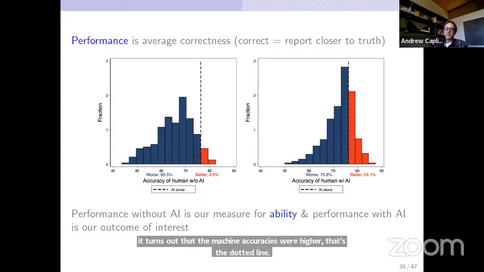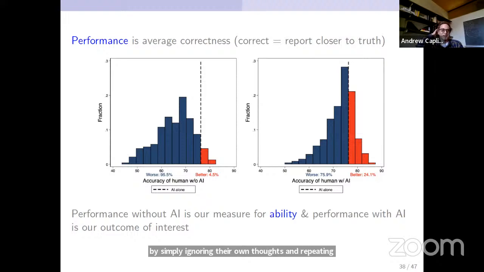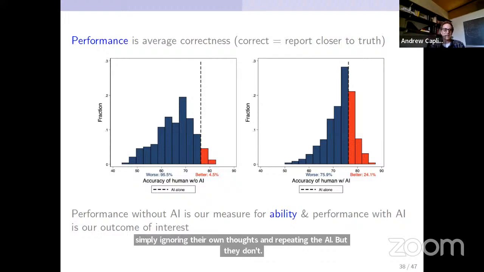And fairly standardly, they're even higher than the right-shifted performance with the AI. In other words, the AI seems to help people. But there are quite a few people who might have benefited by simply ignoring their own thoughts and repeating the AI, but they don't. They kind of have their own opinions and they add them in and they change.